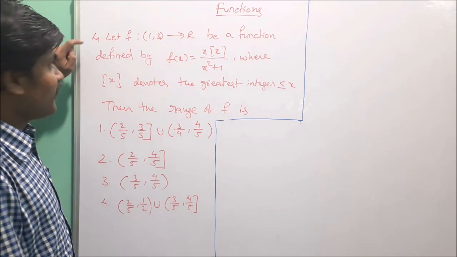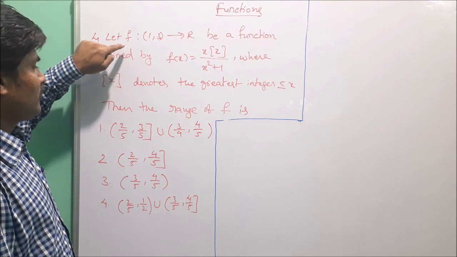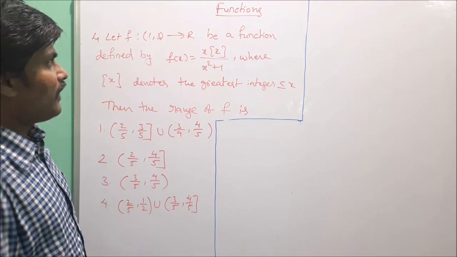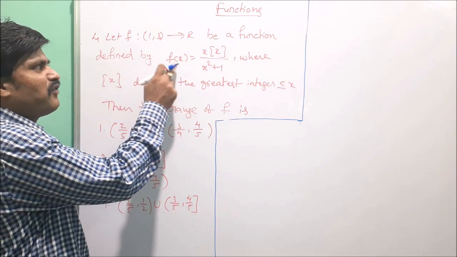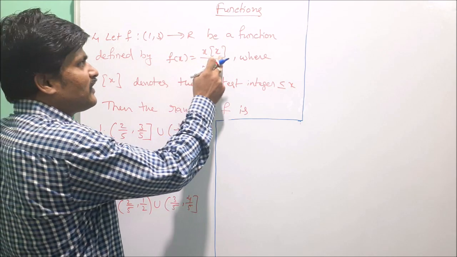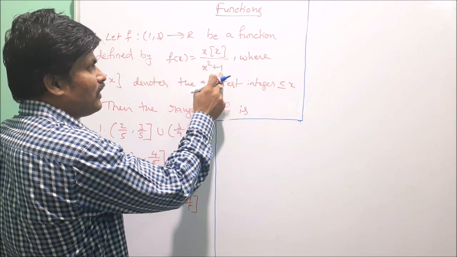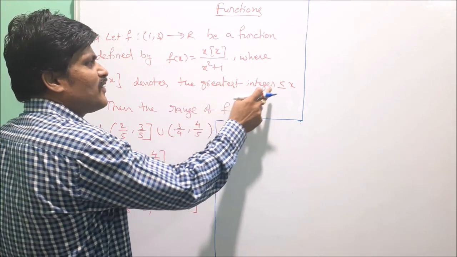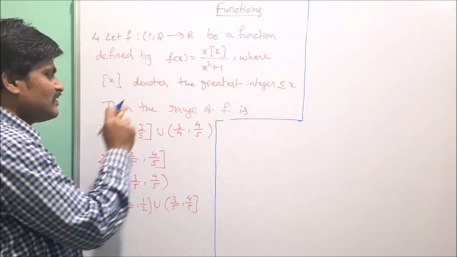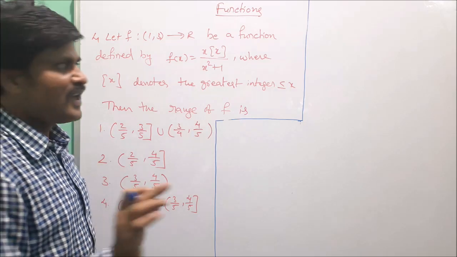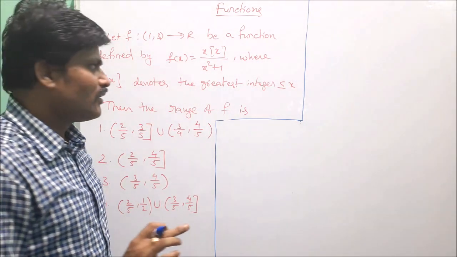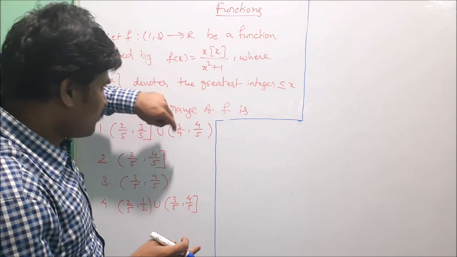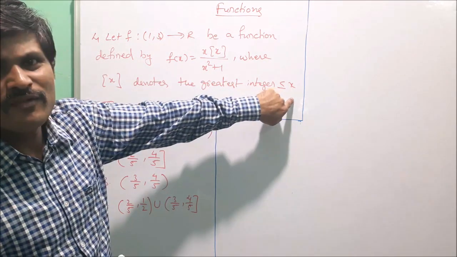Now the fourth one is: let f from the open interval (1, 3) to R be a function defined by f of x equals x into greatest integer x by x square plus 1, where greatest integer x denotes the greatest integer which is less than or equal to x. Then find the range of f. Here find the range of the function. Now the options are already given. Now here first we discuss the greatest integer which is less than or equal to x.